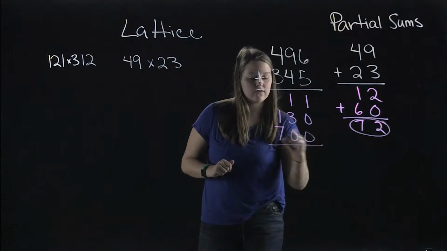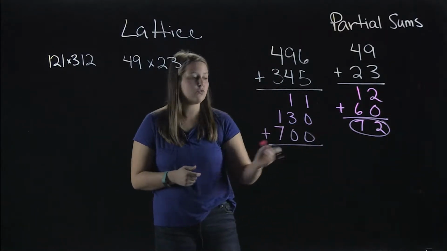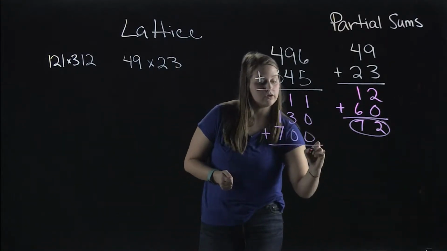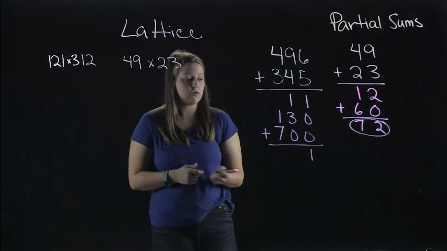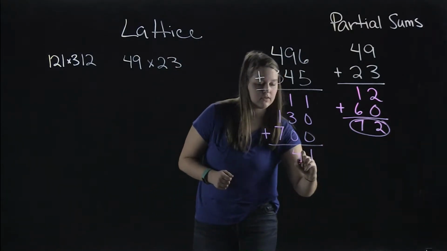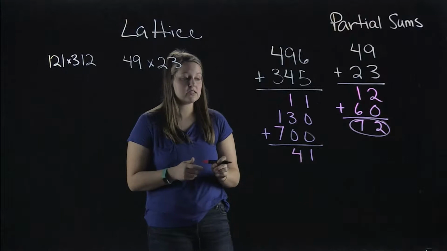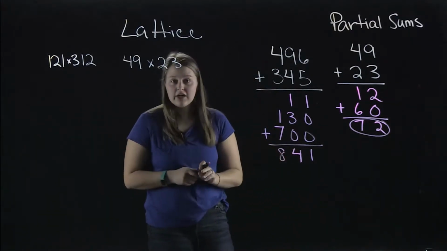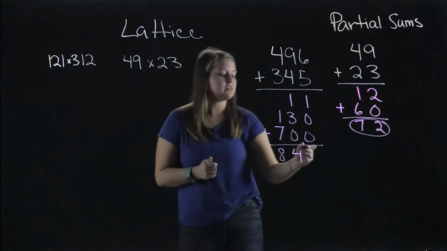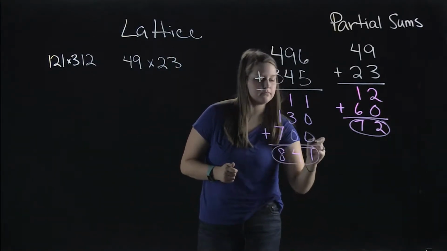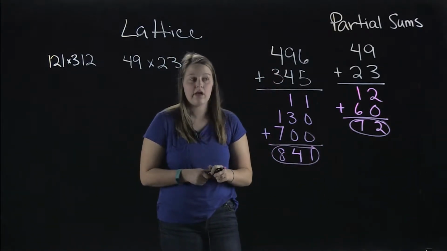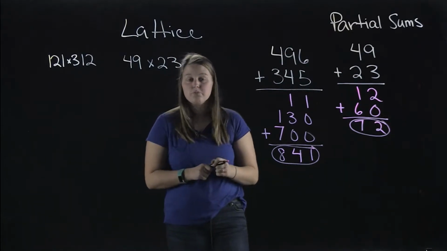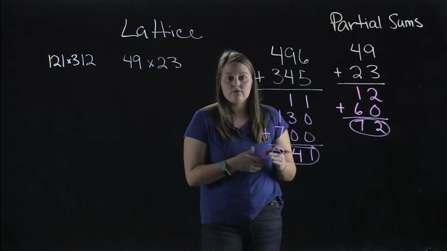Now you're going to add those again just like you did over here. So 1 plus 0 is 1. 10 plus 30 plus 0 is 40. And 7 plus 100 plus 700 is 800. So 496 plus 345 is 841. So that's the partial sums algorithm. Basically, you have to add each place value and then add those sums.